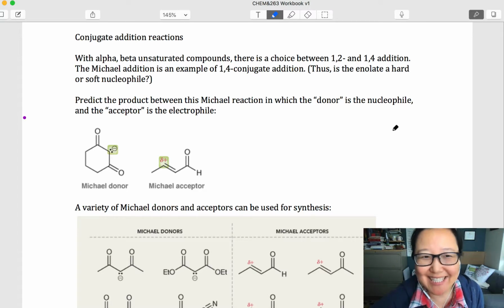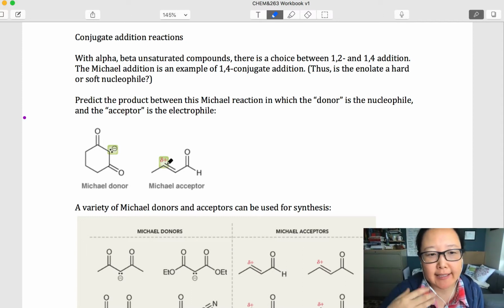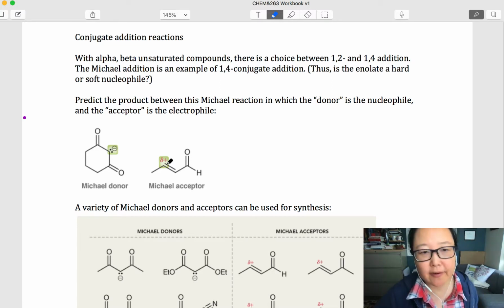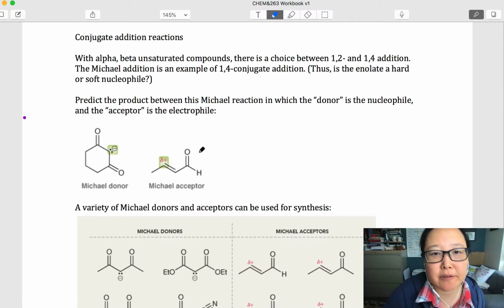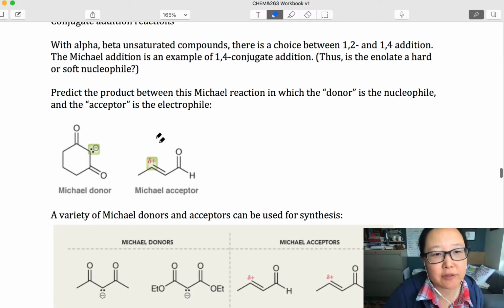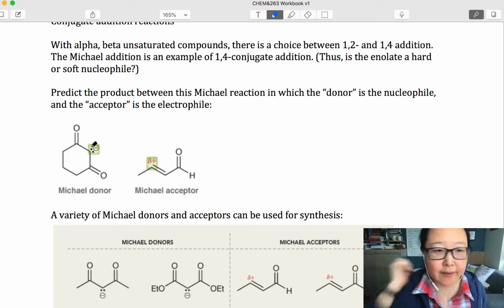All right, everyone, continuing on, we're going to have conjugate additions. Conjugate addition means that we have a conjugated system, and that's going to act as our electrophile in this case. So the nucleophile will come in, and there are multiple places where we might choose to attack. For example, here's an example of our enolate that we had from last time.